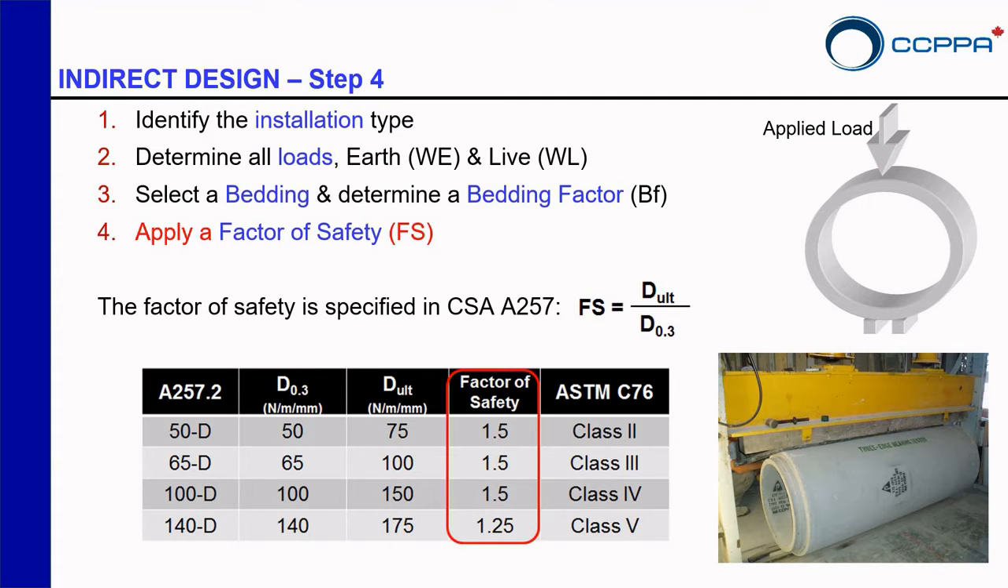So for example, for an ASTM class 2, you're going to need 50 Newtons per meter length per millimeter of diameter to see that hairline crack or design crack. And you're going to need 75 to break it. So as you can see, the equation for the factor of safety is your ultimate load divided by your design load. These are going to be the default factors of safety as per the standards, either CSA or ASTM.